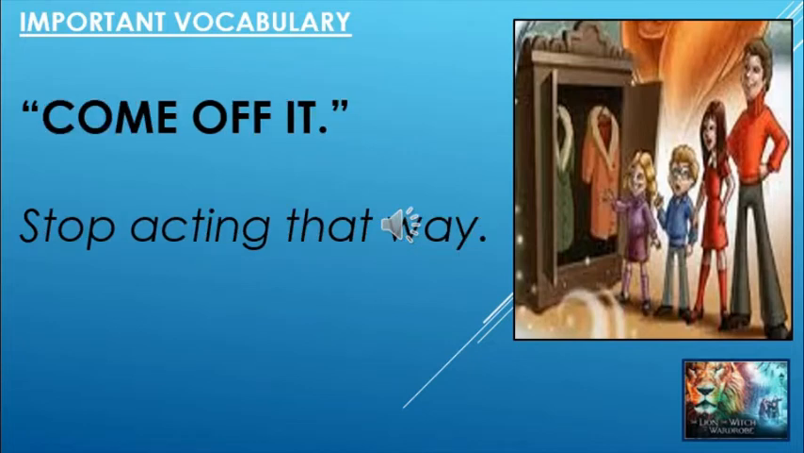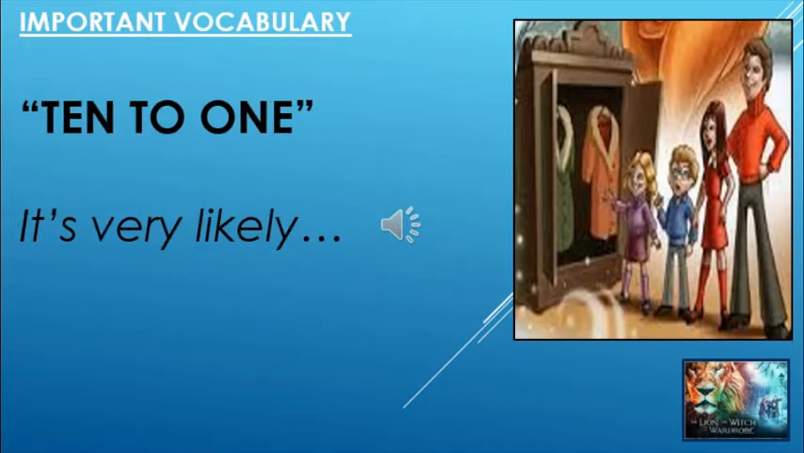You will read where one child tells another to come off it. That simply means, hey, stop acting that way. One of the children will say 10 to 1. That's sort of a gambling reference. It means if there were, say, 11 chances for this to happen, then 10 of those times it would happen this way, and only one time would it happen the other way. So in other words, it just means it's very likely that this is going to happen.